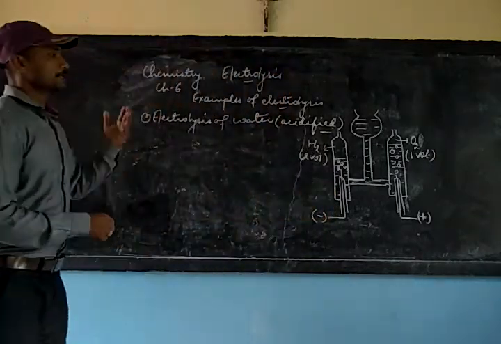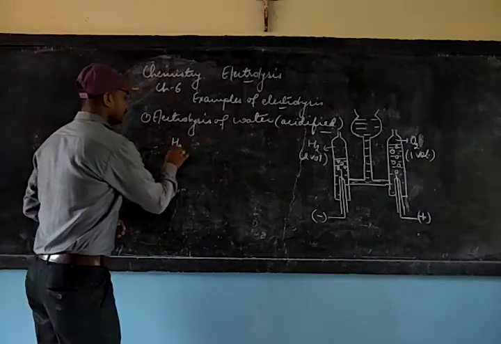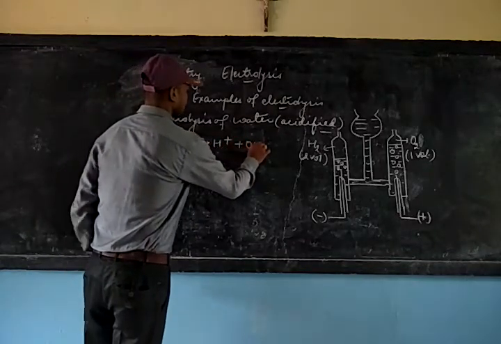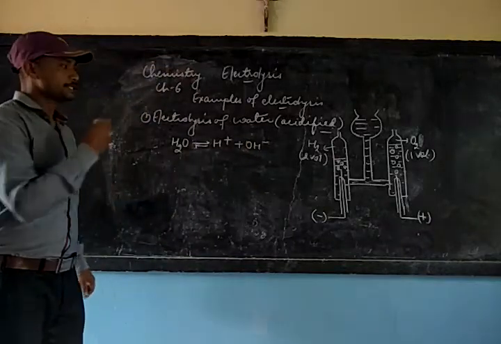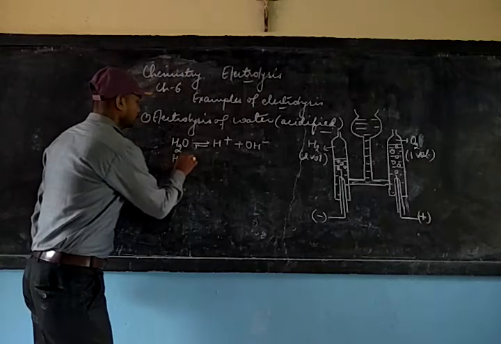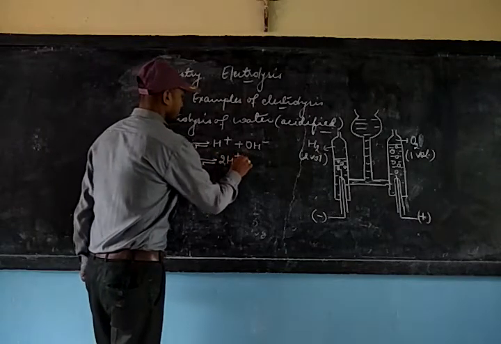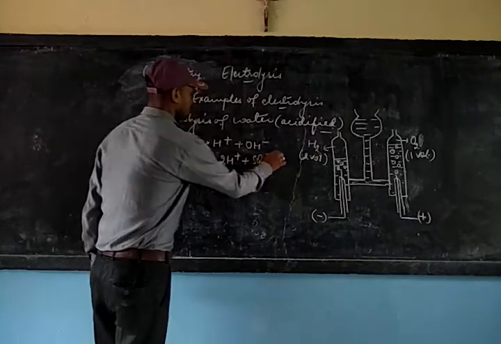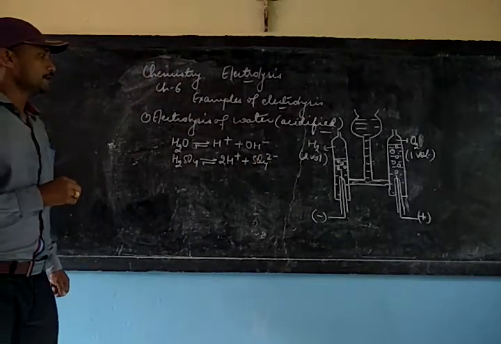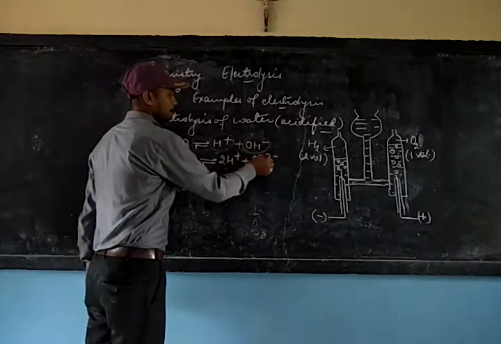Now, when we pass current to water, this water will be ionized to give H+ and OH- ion. But since acid is also there, it will also get ionized: sulfuric acid will be ionized to give hydrogen ion plus sulfate ion, SO4 2-. Now if you check the types of ions in the solution, you will find there are hydrogen ion, hydroxyl ion and sulfate ion.